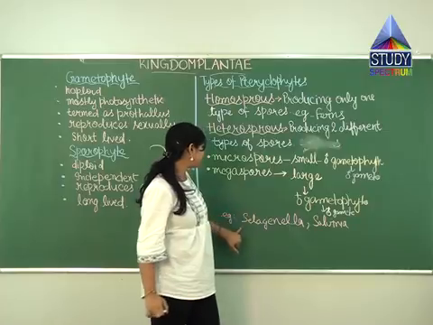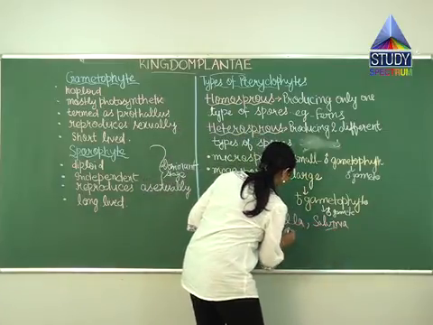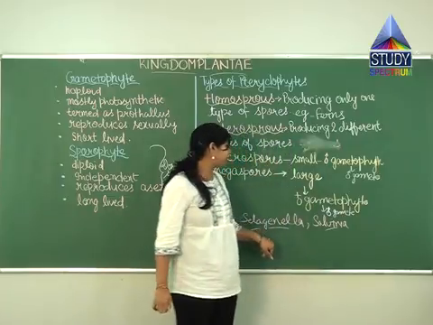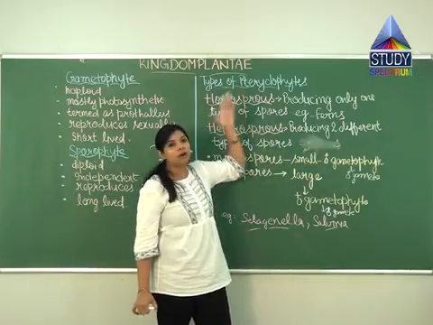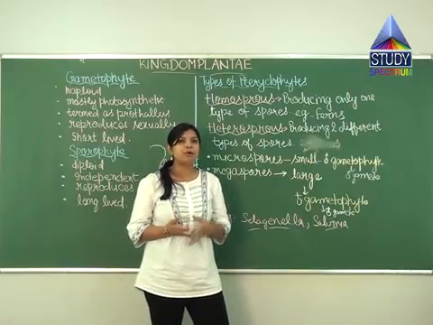So here examples will be Selaginella and Salvinia. Now, how do we divide the pteridophytes? On the basis of spores they produce.